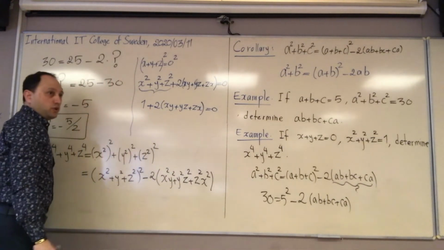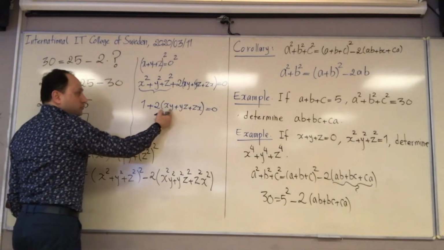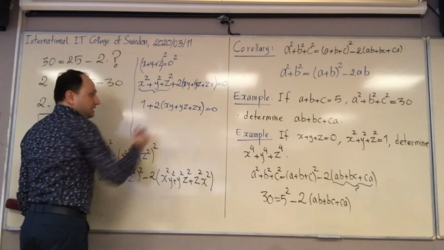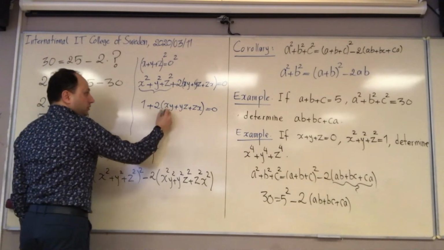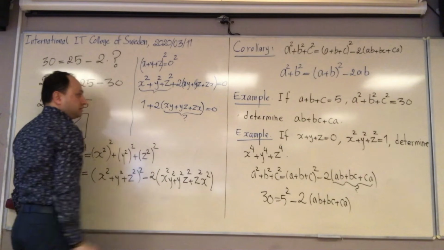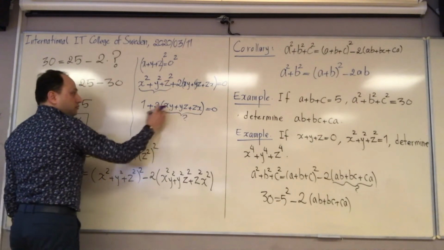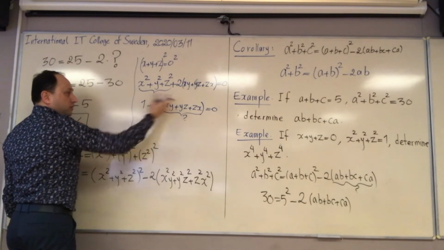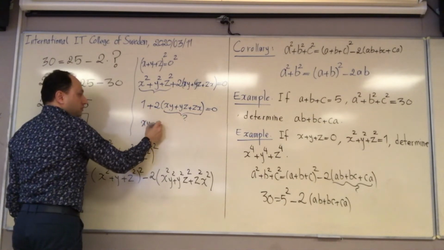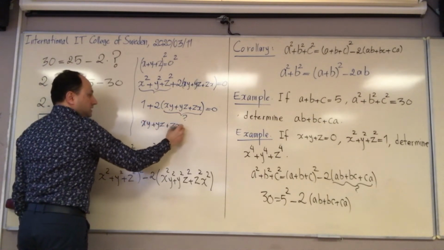Yes? So what I can find is xy plus yz plus zx. So what is the answer, by the way? Can you tell me what this question mark is? Negative 1/2, yes? So negative 1/2 multiplied by 2 is negative 1, added to 1 becomes 0. So xy plus yz plus zx is negative 1/2.